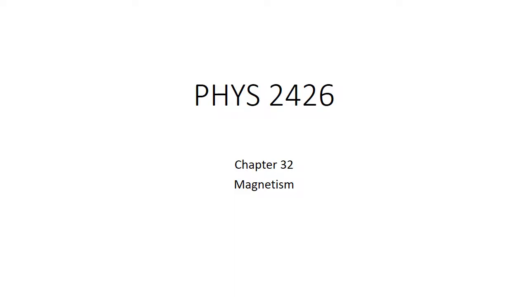In introducing chapter 32, instead of going in the order of the book, which starts off with Maxwell's equations and then moves into magnetism, I'm going to start with magnetism and then go to Maxwell's equations, because Maxwell's equations lead directly into chapter 33, so it makes sense to talk about them at the end, and you don't need them to understand the magnetism part.